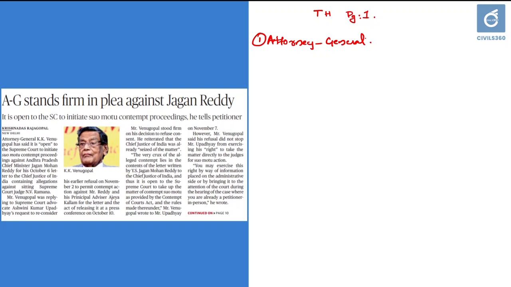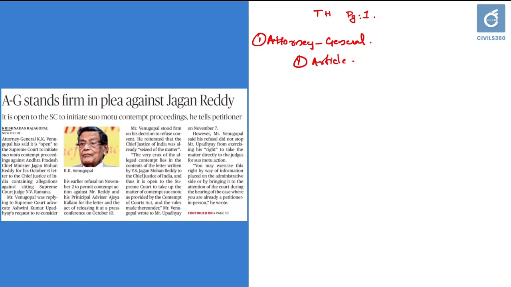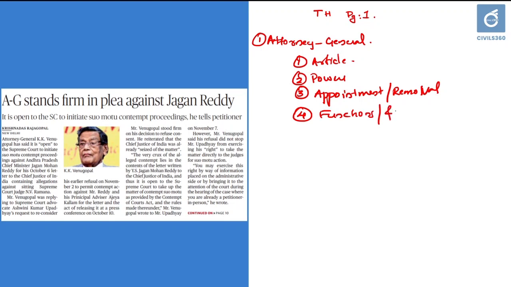Instead, you should be following what is the Office of Attorney General. First, which article relates to the Attorney General; second, what are the powers of the Attorney General; third, appointment and removal of the Attorney General or AG; and the last one is the functions and issues of the Attorney General. These four things should be understood.